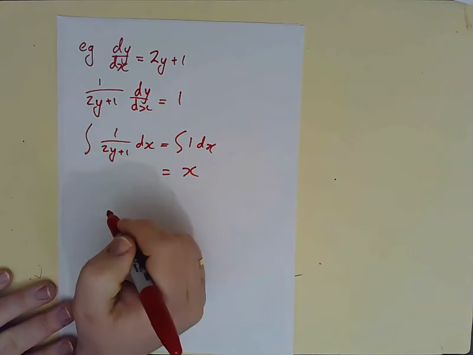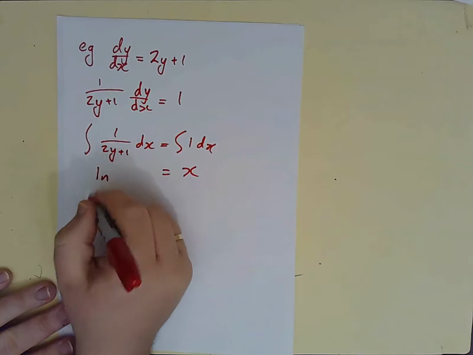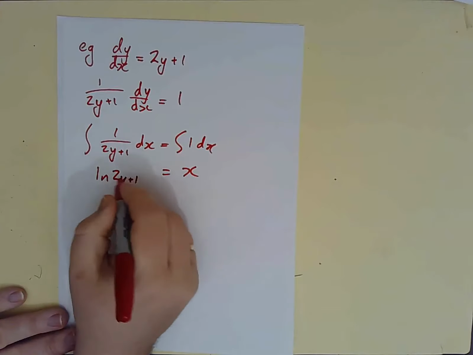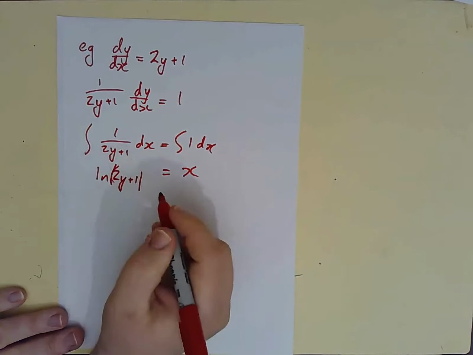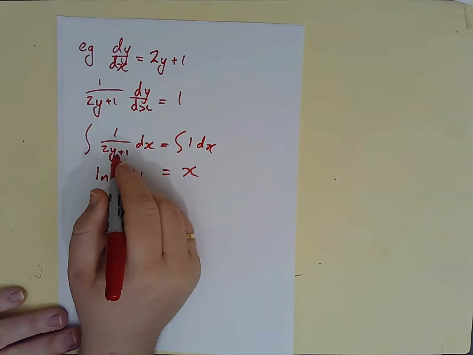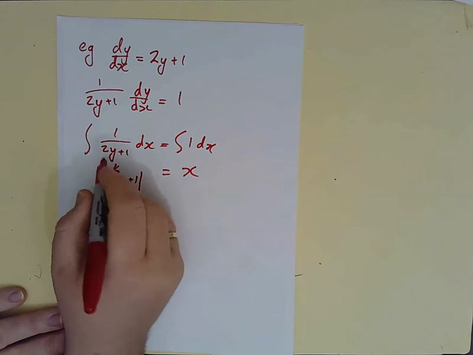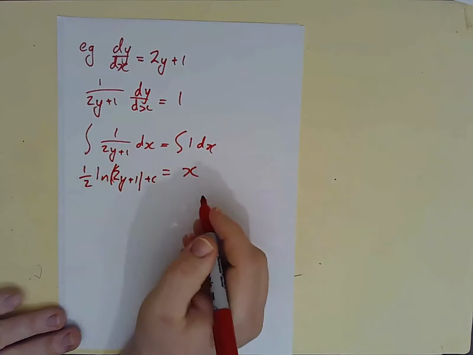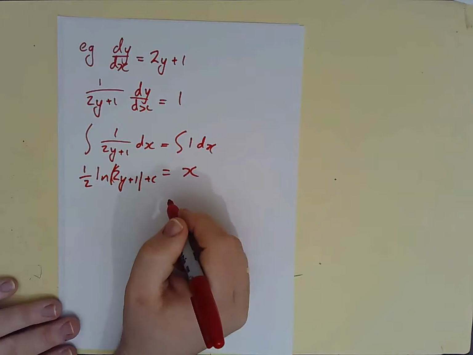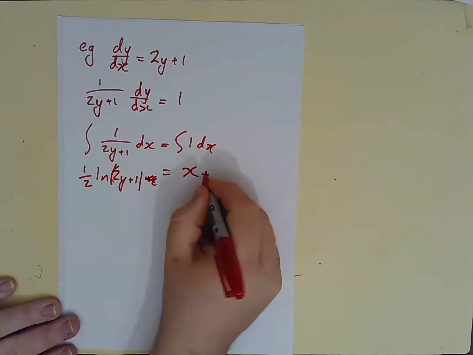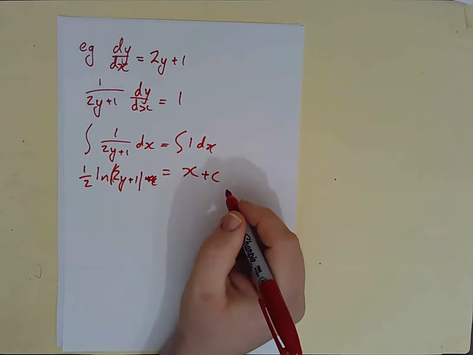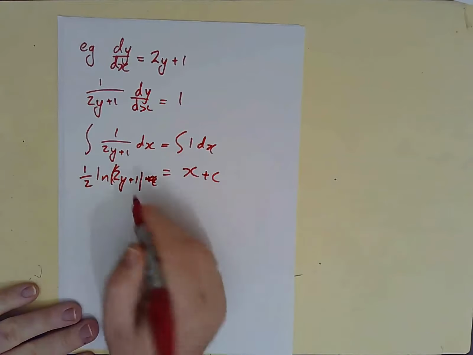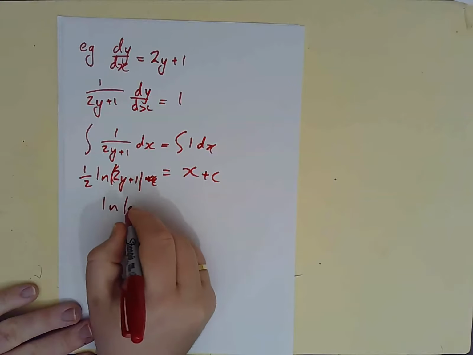Now remembering here, this is going to be a log, so ln of 2y plus 1. But if we remember our rule about how to do this, I'll need a half out. There's a little formula, plus c. Now this one's a little bit more messy to rearrange. In fact, I might just do the plus c here. It doesn't matter which side I put it on. It's one less step. A little more messy, but we can rearrange this.